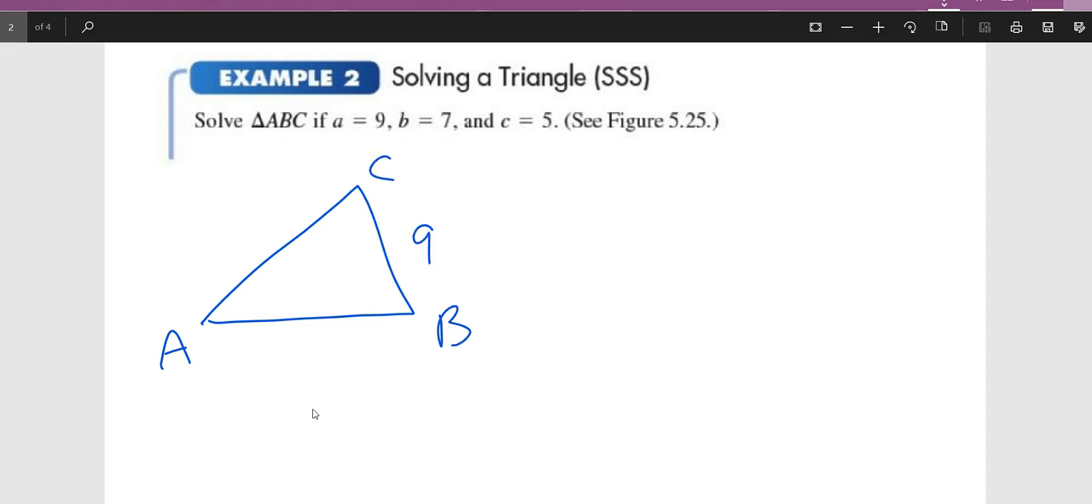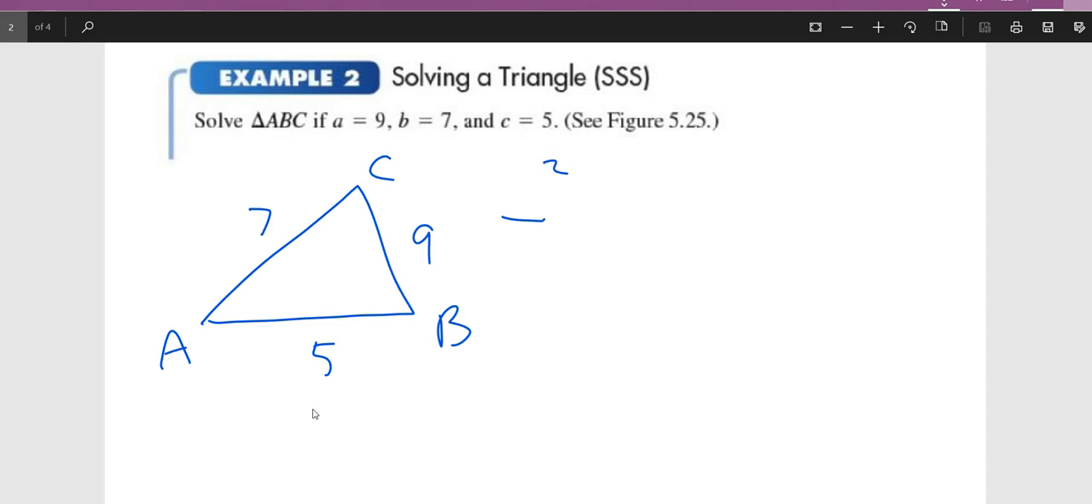So we got a 9, we got a 7, and we got a 5. It says solve the triangle. Okay, pick an angle, any angle. We'll go with Mr. Urich. What do you got? Which one do you want? You want A, B, or C? You tell me. He's looking for angle A.